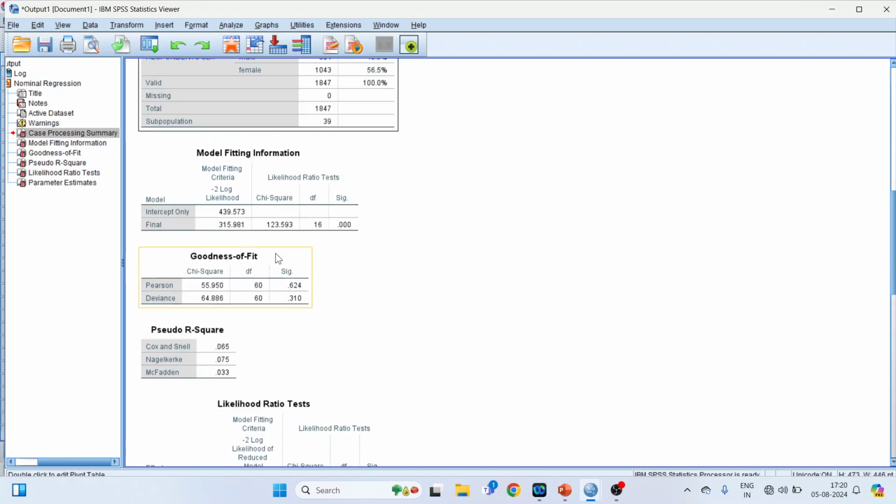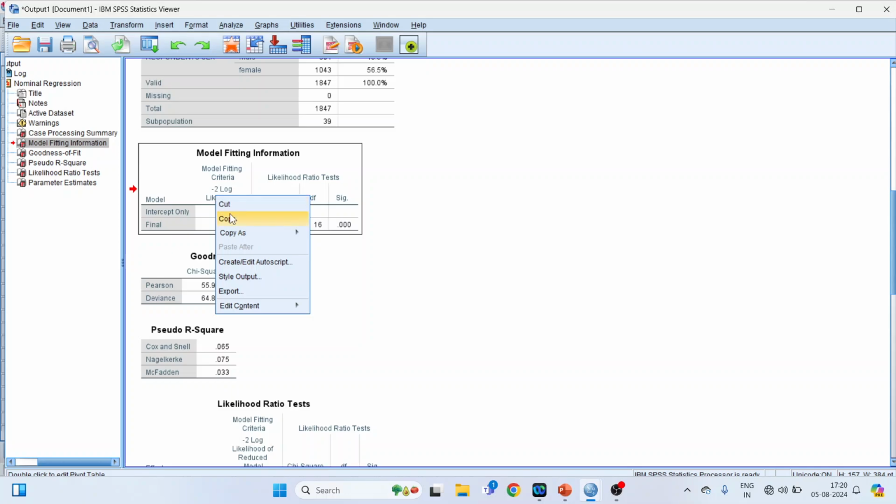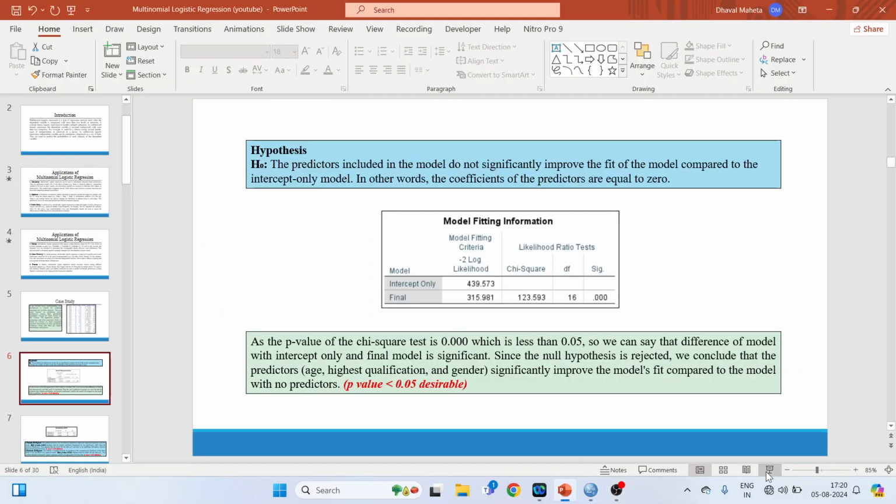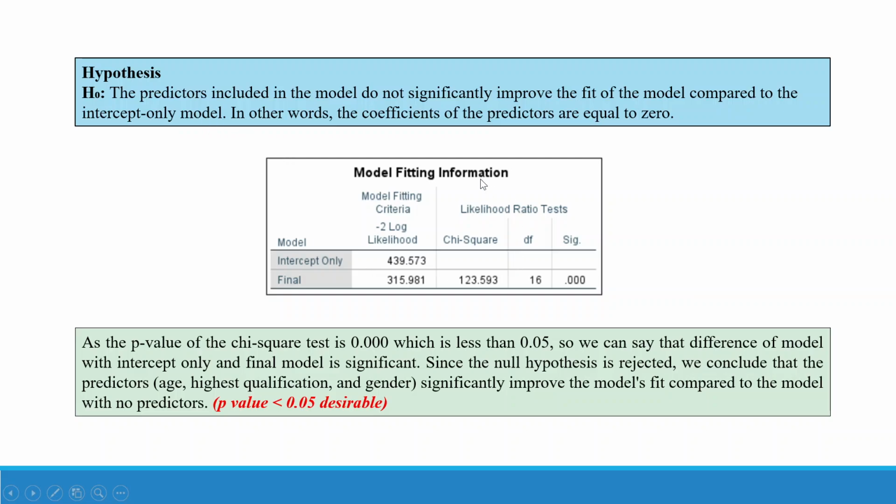So we'll start with the model fitting information. Right click, copy, and now we will do the interpretation. The null hypothesis for this model fitting information is that the predictors included in the model do not significantly improve the fit of the model compared to the intercept only model. In other words, the coefficients of the predictors are equal to 0. Intercept only means that no predictors or independent variables have been included in the model. So we get a -2 log likelihood value of 439.573.